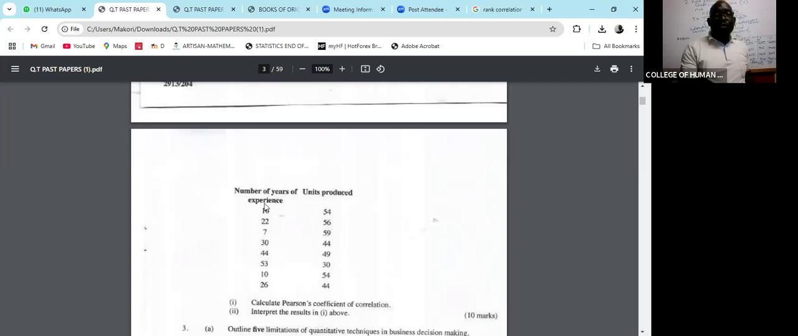You will be given the two values. Now it is upon you to know which one is X and which one is Y. The Y is always the one that depends on the other. Obviously, you will agree with me that the number of units produced depends on the number of years of experience. So the years of experience are the determinant of the units. These are the X values, these are the Y values. Then let me copy the table.